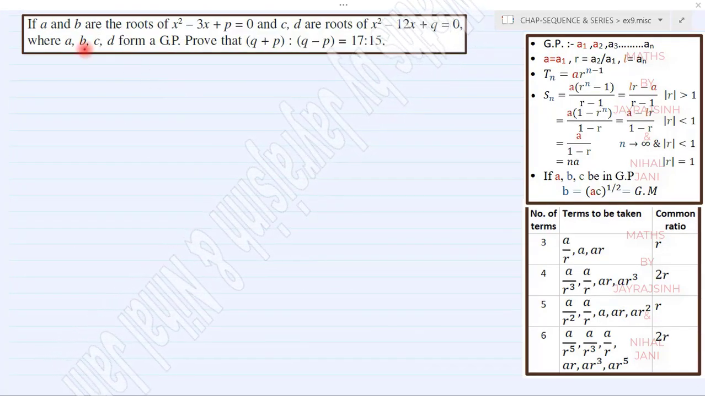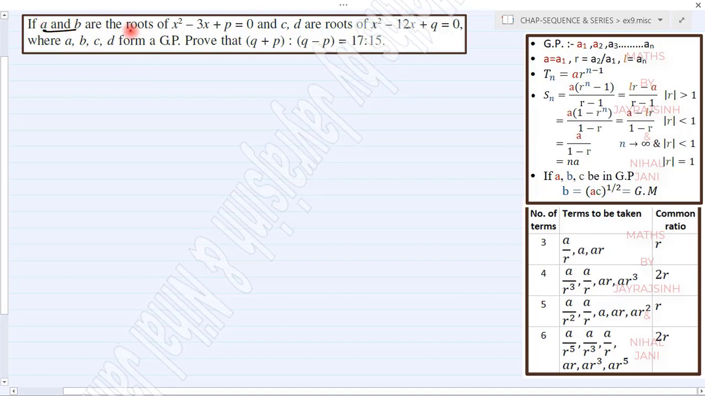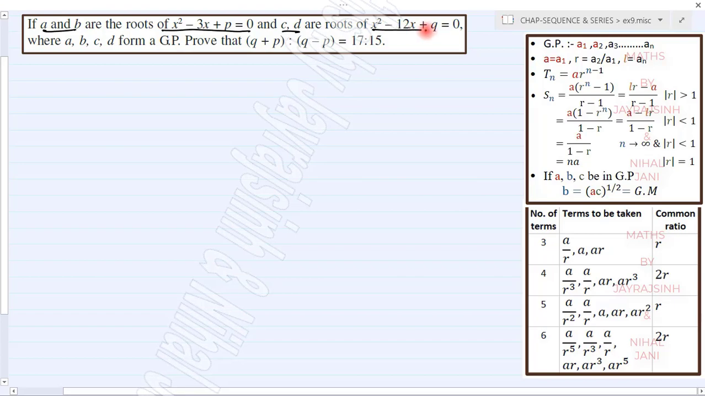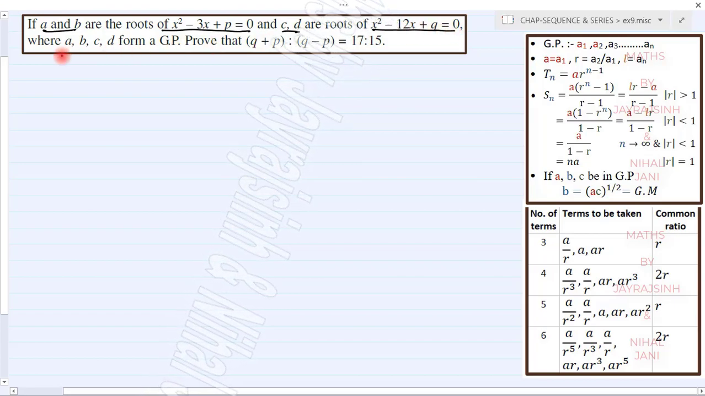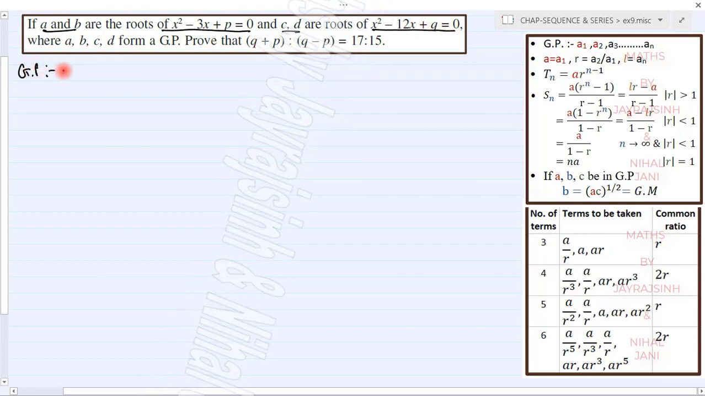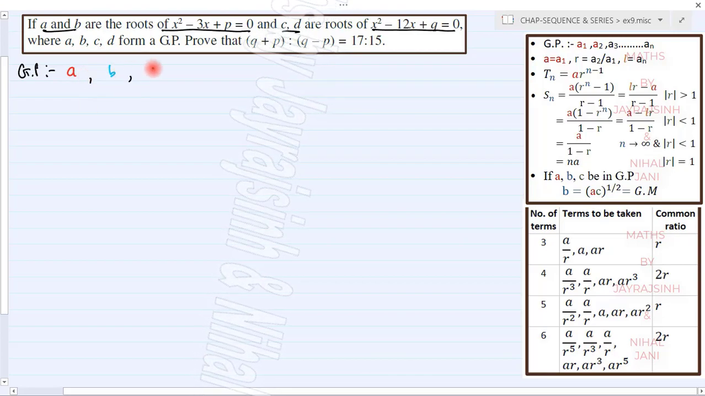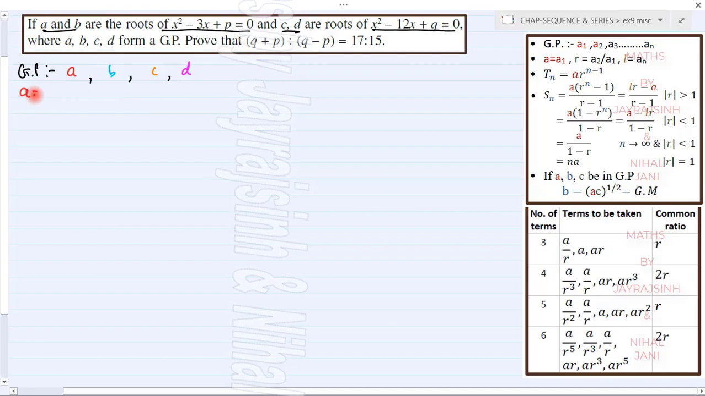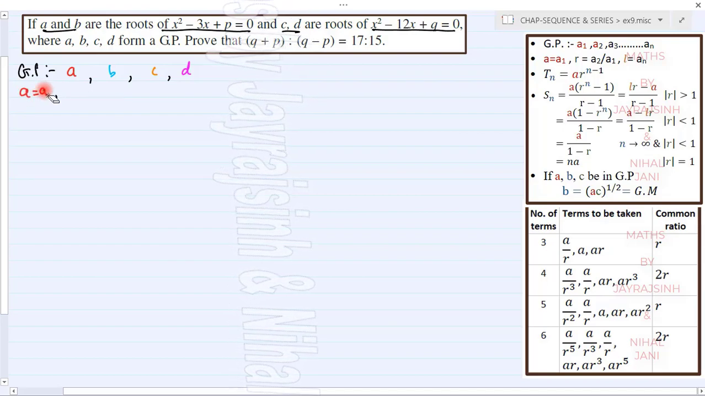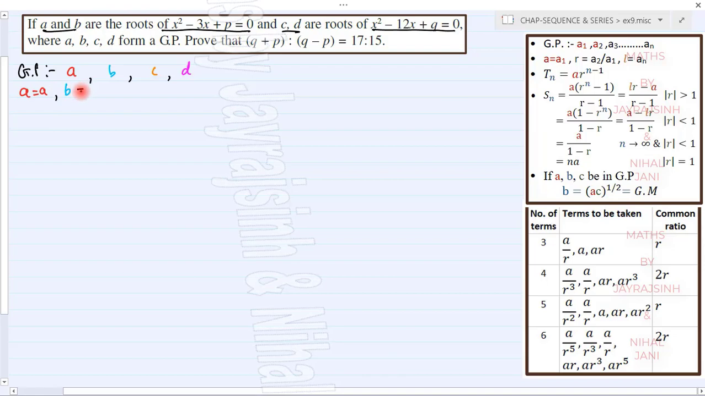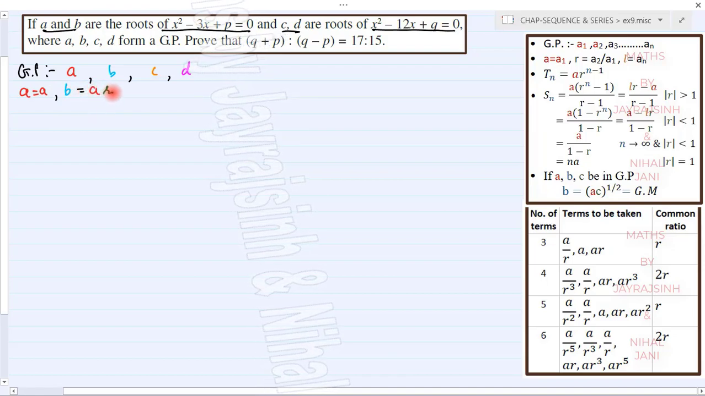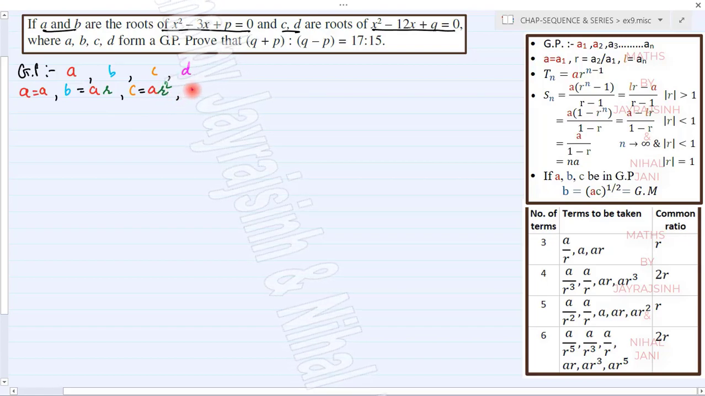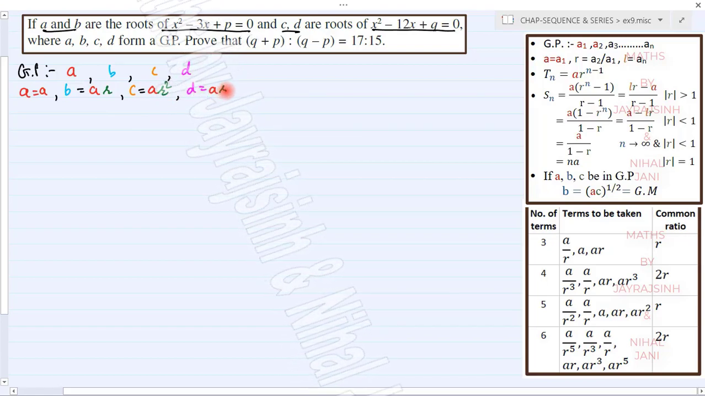In this question, it is given that a and b are roots of this equation and c and d are roots of the second equation, and it is given that the terms a, b, c, d are in GP. So we can assume a as a first term and r is common ratio. So your b will become ar, then c will be ar square, and your d must be ar cube.